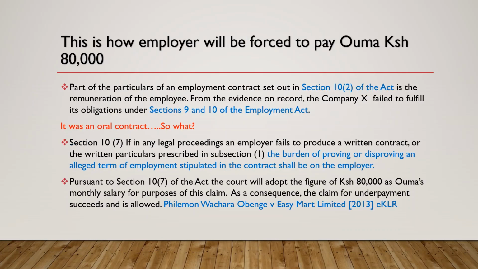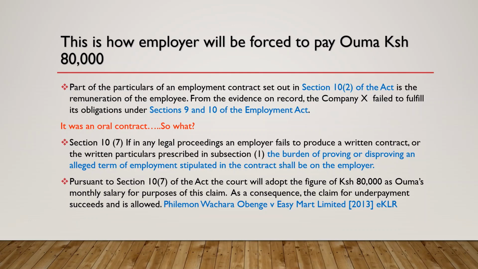Please pay attention to this particular slide, because I want to show you how Company X will be forced to pay Ouma the original salary of 80,000 per month, despite the fact that there was an oral contract and each party is trying to bring their own diverging story. Now, according to section 10.2 of the Employment Act of Kenya, an employee must be actually paid for the work he has done, meaning that you must be remunerated.